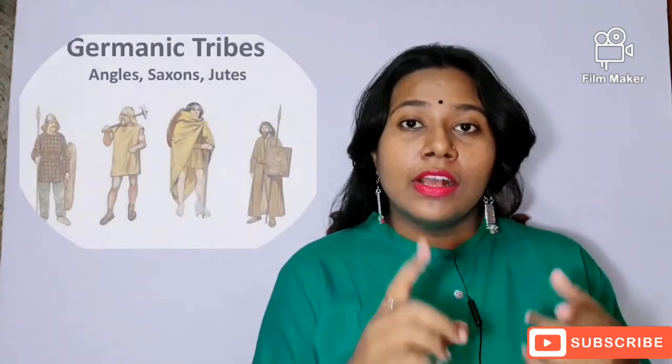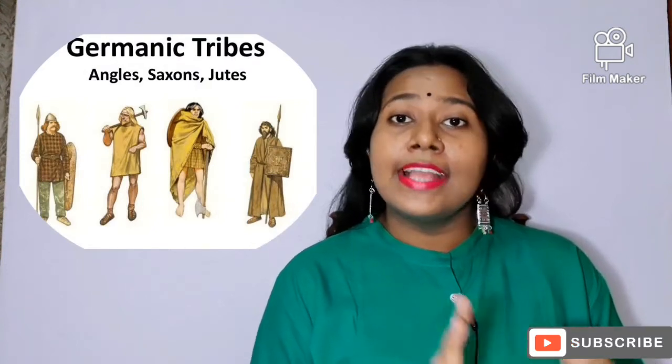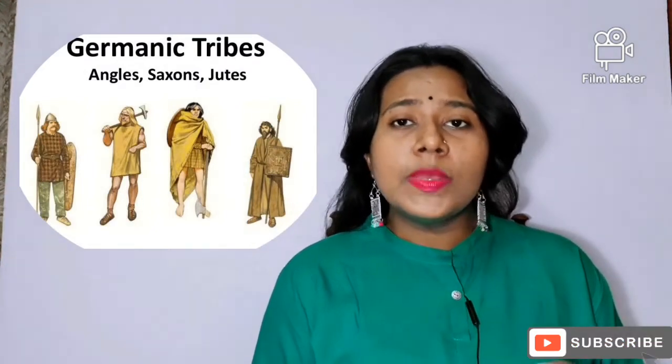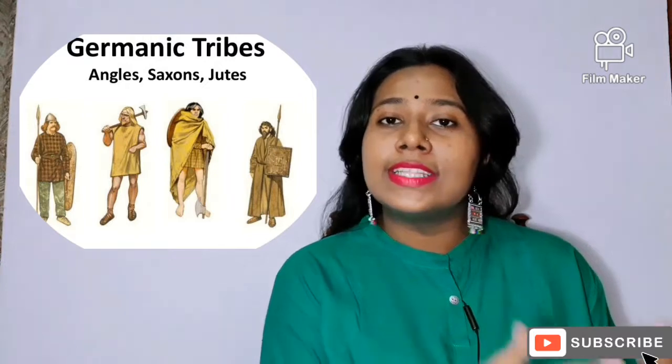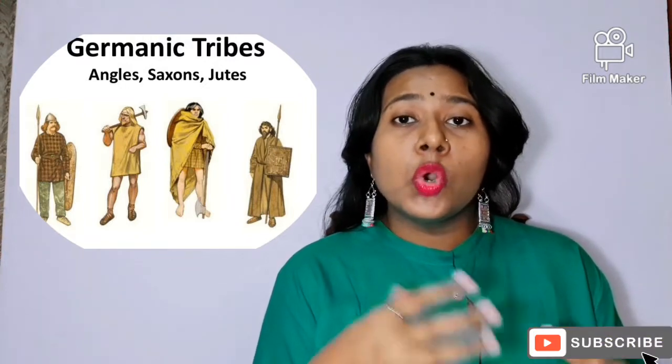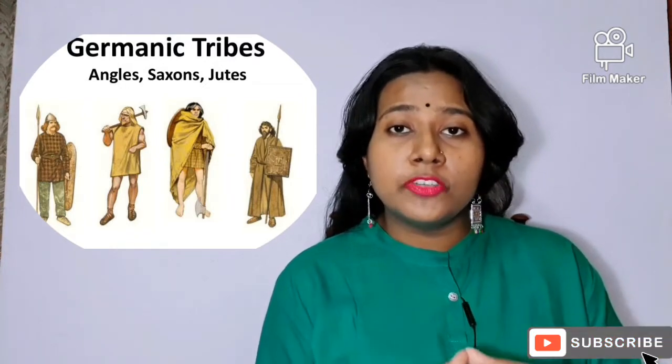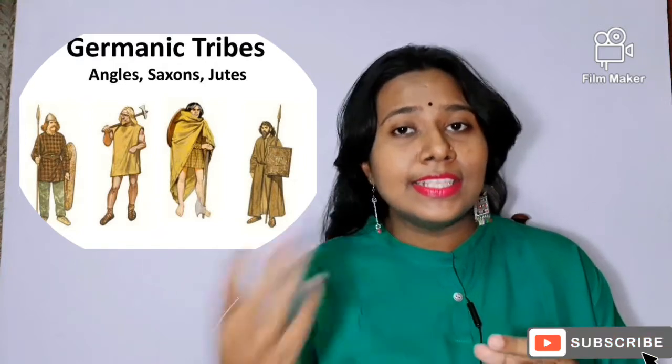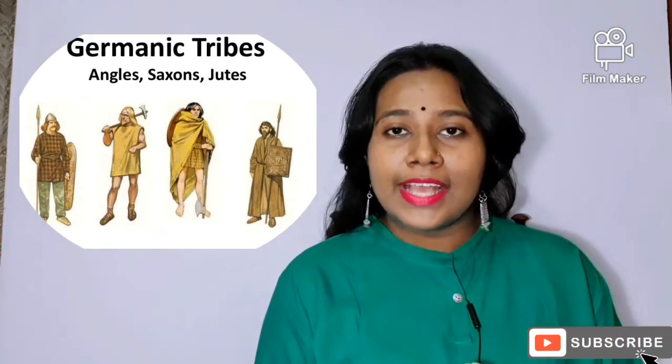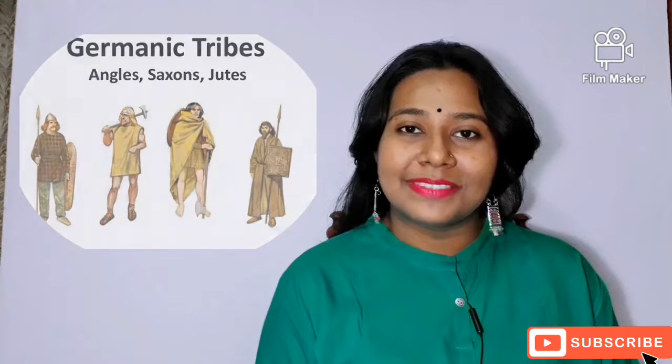The 3 Germanic tribes that invaded the country were Angles, Saxons and Jutes. The Jutes were less in number, so their influence was less. But due to the overwhelming presence of the other 2 tribes, that is Angles and the Saxons, the age is named as the Anglo-Saxon period.